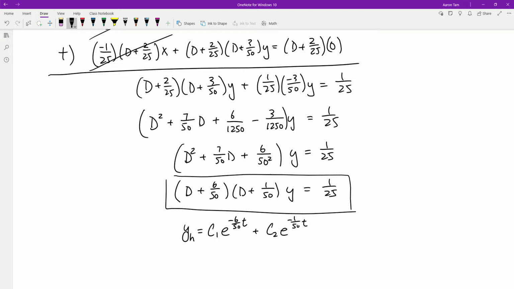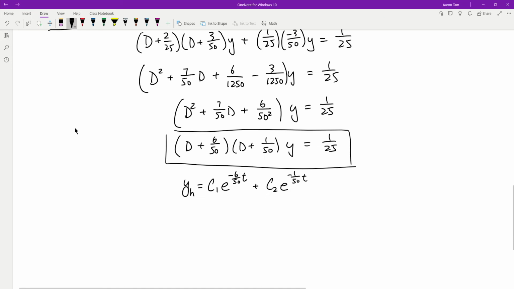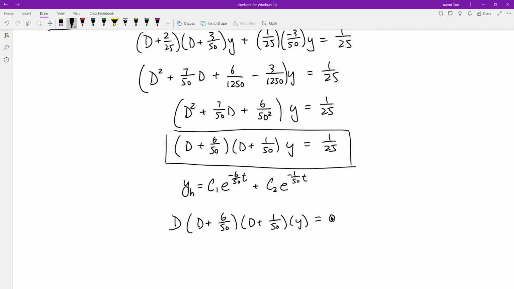To do that, I'm going to use the undetermined coefficient method, which is to say if I take D times (D plus 6/50) and (D plus 1/50) of y, I should get 0. So therefore, this tells me that the solution to y should equal to this.